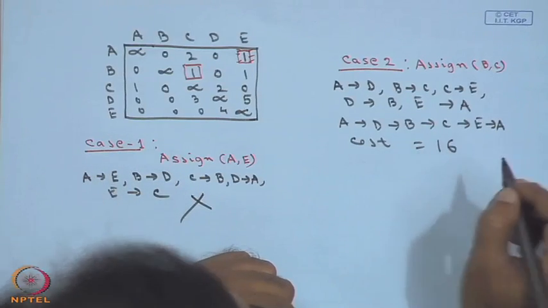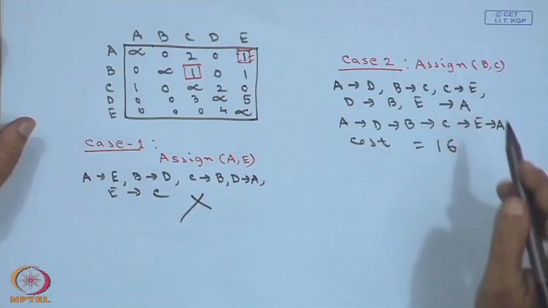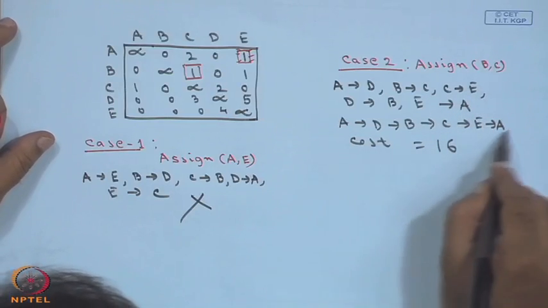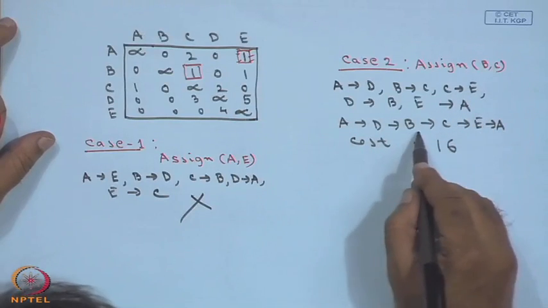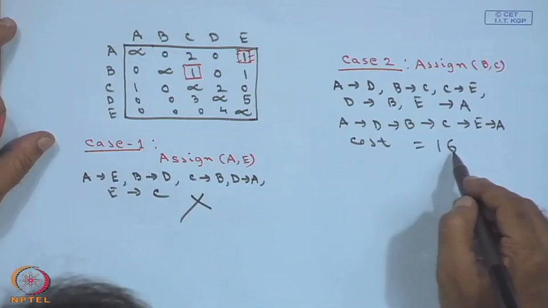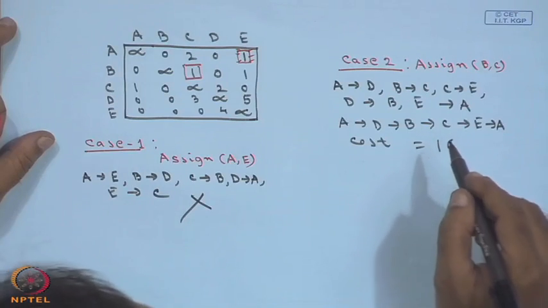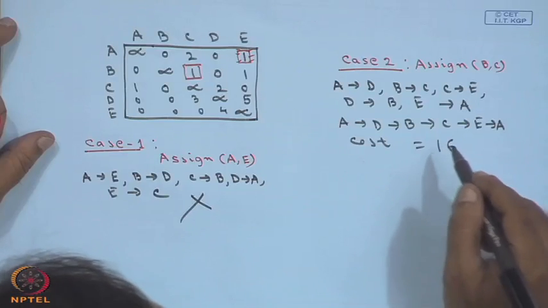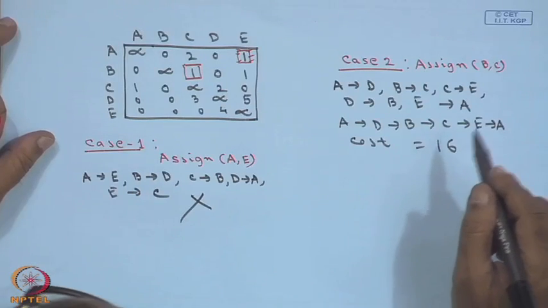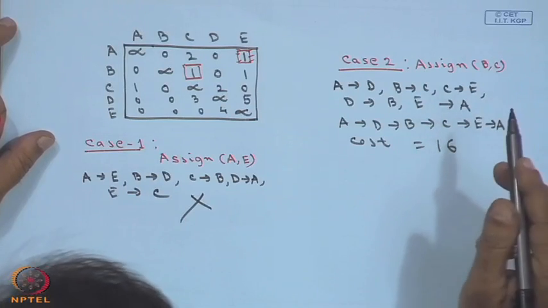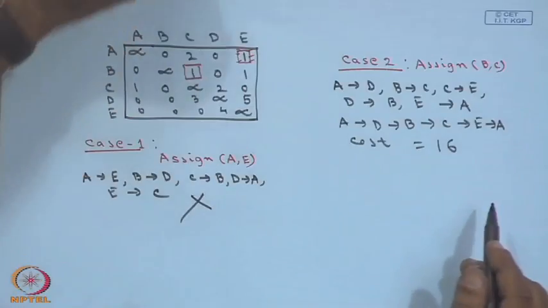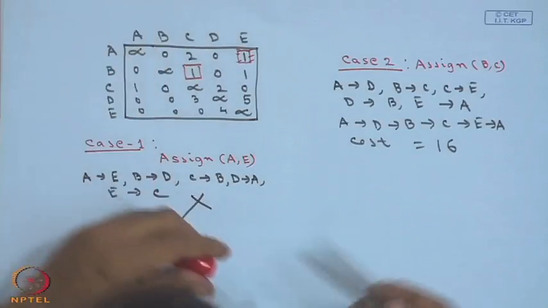Therefore, in one case the solution of your travelling salesman problem follows this path: A to D, B, C, E and A, and the cost is 16. So, if you see, the cost of the optimum TSP is not equal to the cost of the optimum assignment problem. If you remember, in the earlier case the cost was 15 and here it is 16. So, this is case 2.